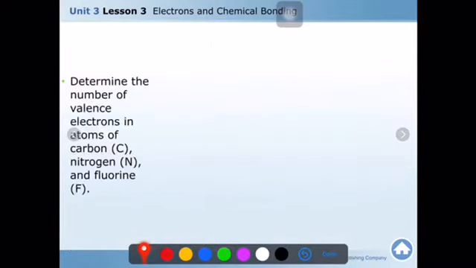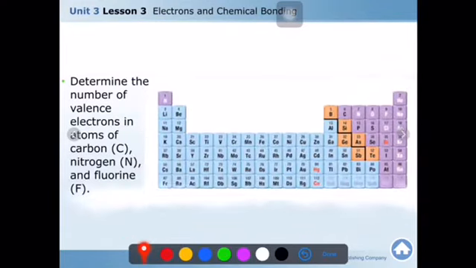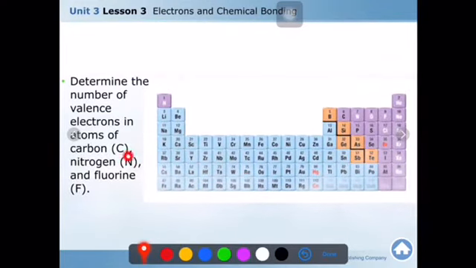Over here, there is an example actually. I will explain just carbon, and you will find the valence electrons of nitrogen and fluorine and give the answer in the group discussion. Now look here. Determine the number of valence electrons in an atom of carbon, nitrogen, and fluorine. Now where is the carbon? Here. Nitrogen and fluorine are here. I will explain the carbon for you.